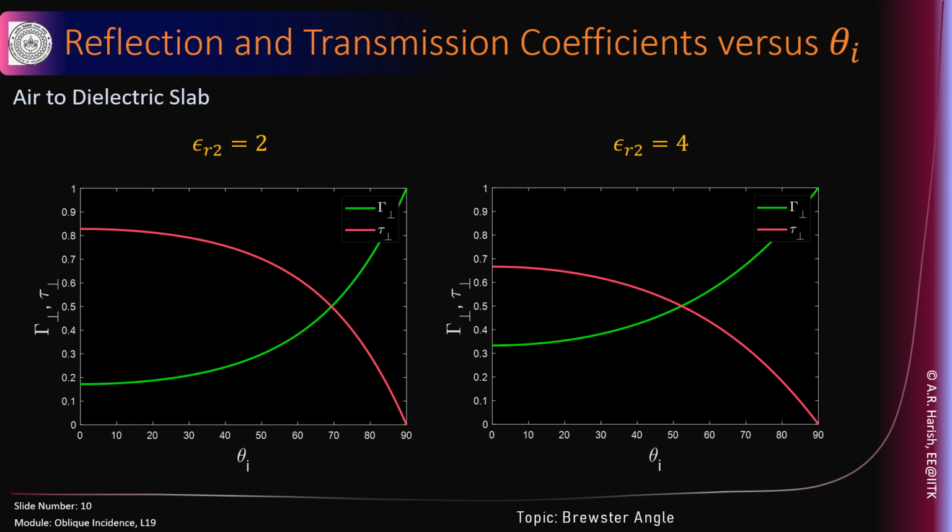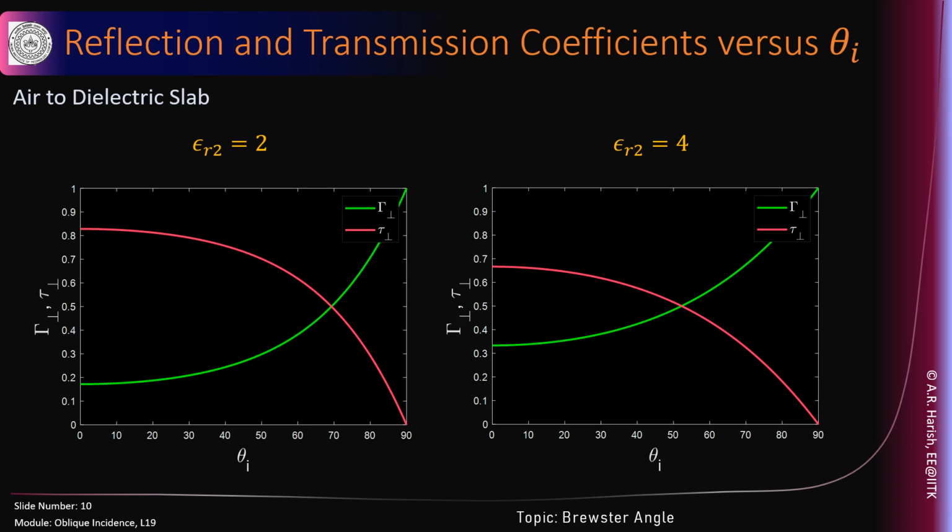Notice here the green trace corresponds to reflection coefficient and it will never go to 0. It starts from some finite value and monotonically increases and touches unity when theta I is equal to 90. Now, the transmission coefficient on the other hand starts from some other finite value and touches 0 when theta I is equal to 90. That means when theta I is equal to 90, the wave will not pass to the other side and everything gets reflected back.